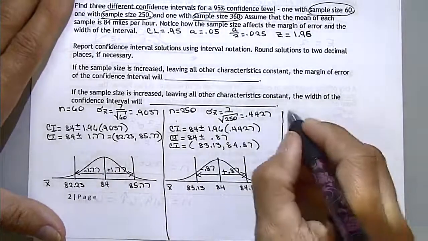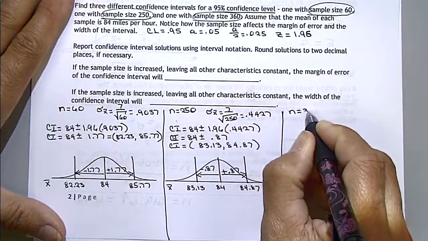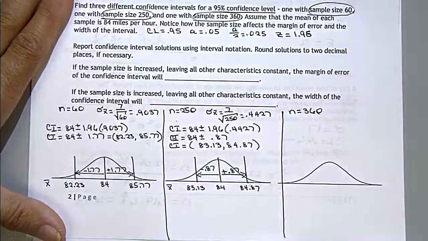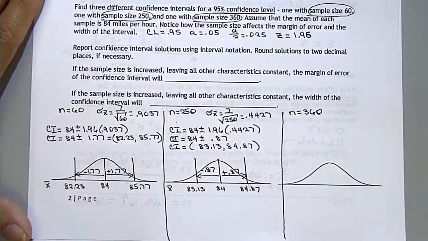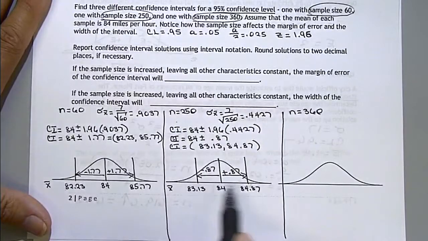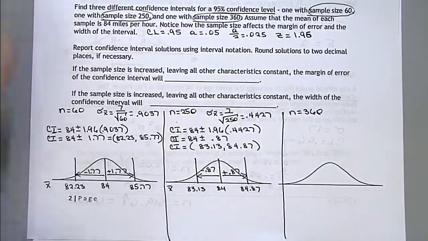As we go to a sample size of 360, what do you expect to happen? Do you expect these two numbers to get closer to the mean or to get further apart from the mean?